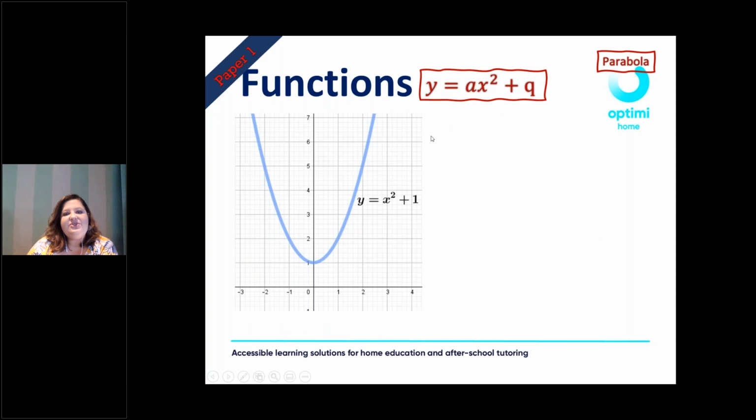So I've drawn this graph for you, and again, as we looked at in our previous webinar, you can make use of your table method. So our A indicates how wide this graph is. So if it is a narrow graph or if it is a wide graph.